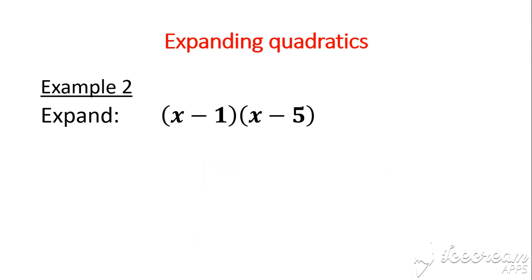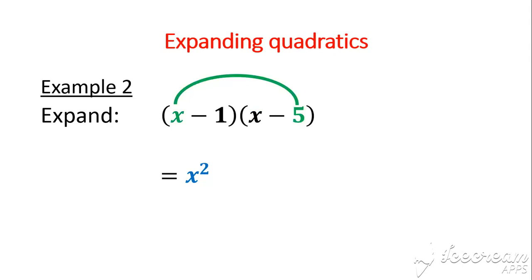All right, let's get into example 2. Let's expand this one. The first bracket is x minus 1, and it's been multiplied by the second bracket, which is x minus 5. Notice they're both negative, or subtracts, in this one. So let's get started. Our first rainbow, x multiplied by x is x squared.